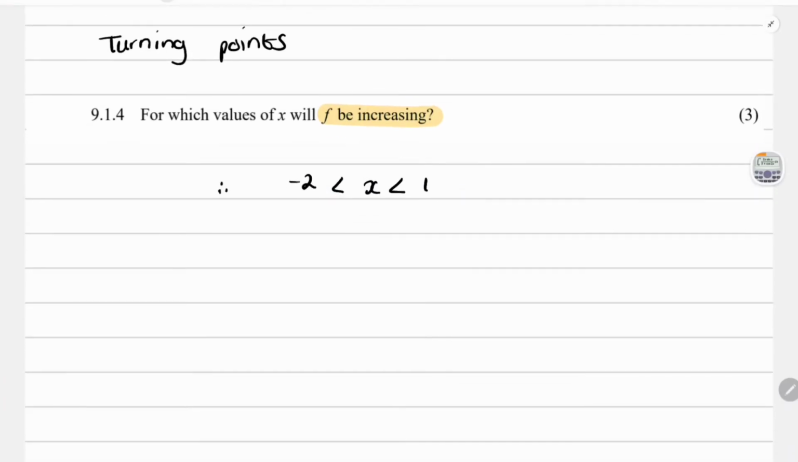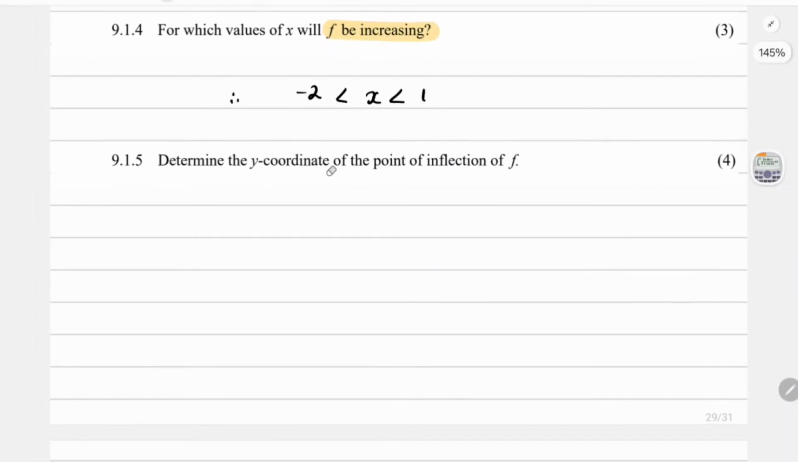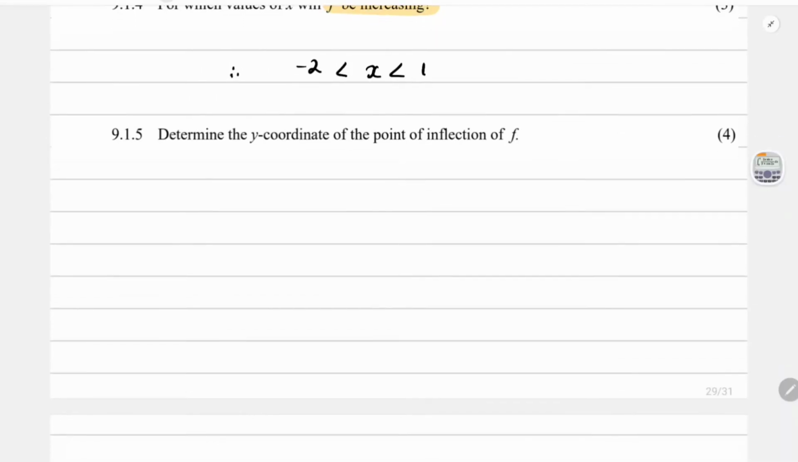Okay, moving on to the next question. 9.1.5 says, determine the y-coordinate of the point of inflection of f. So the point of inflection, you simply find that by making the second derivative of your function equal to 0, because the point of inflection is just that point that the graph changes concavity. So it's concave up here, then you reach the point of inflection and the concavity changes to concave down. Okay, so that is what they want us to find. They want us to find the y value.